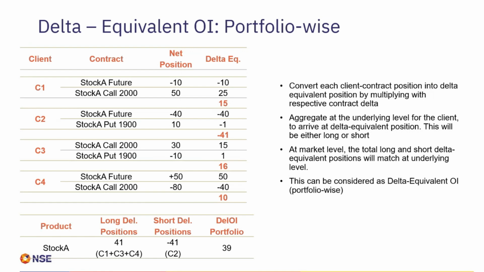Okay, so participants, please keep in mind there is a typo wherein you can find 39. Actually, it is a 41 delta OI at the portfolio level. So accordingly, understand this example. Please go ahead, Aniket.